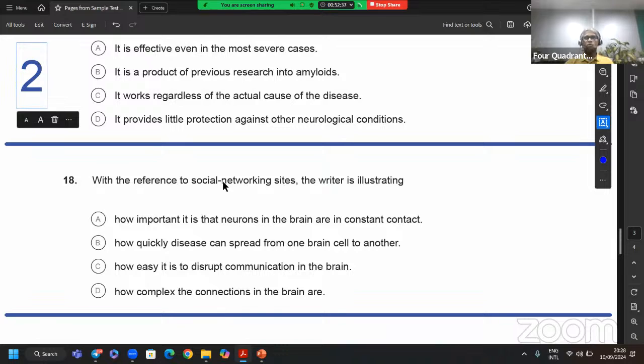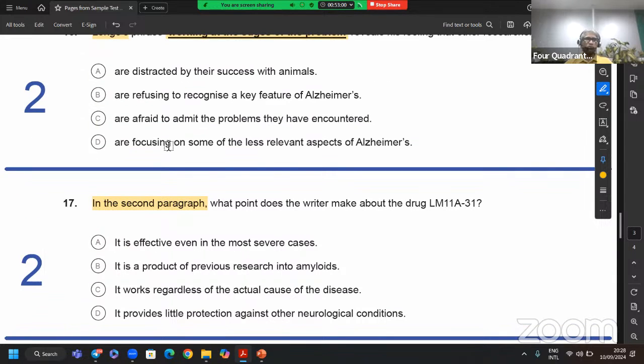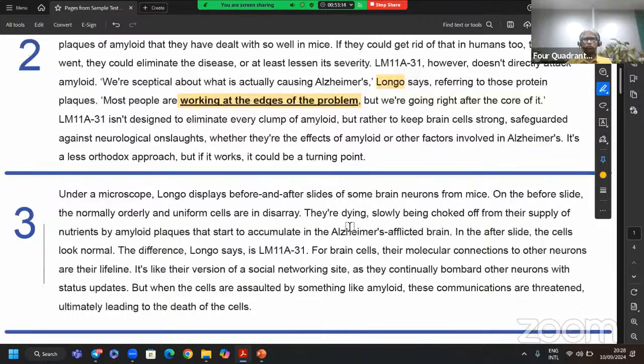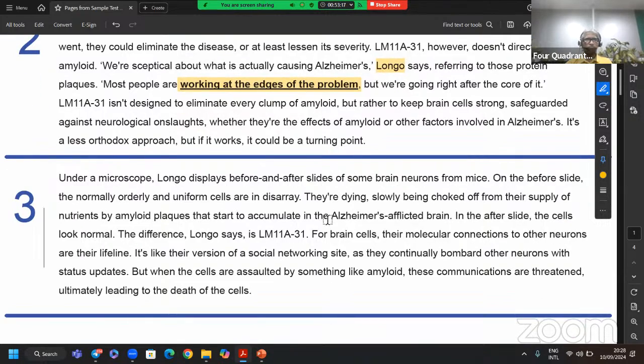Third, 18th question, with the reference to social networking sites. So the writer is illustrating. There is a reference, means they are relating it to something, pointing it out. So where is social networking sites? Second paragraph already had two questions, so definitely it will be in the next paragraph. You can just go there and check it out, social networking sites.